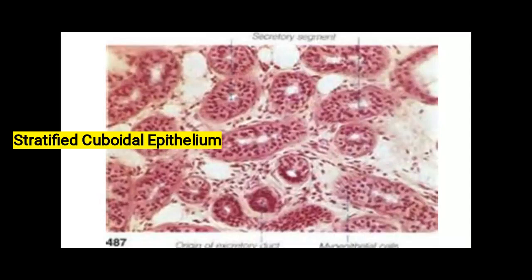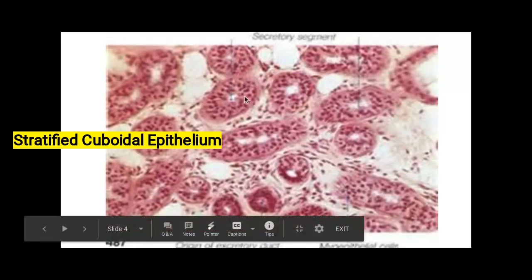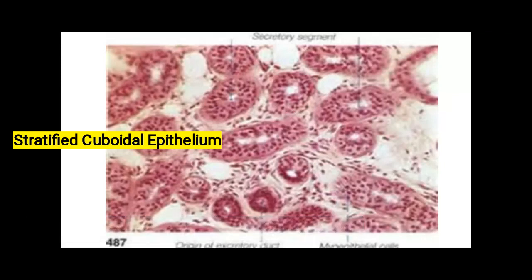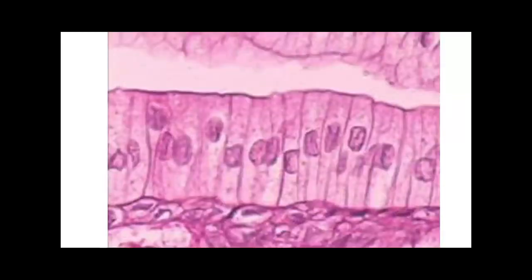This one, you can see the lumens, they're smaller. This is in sweat glands or sweat ducts, but if you look carefully at the pictures, those are actually multiple layers of cube-shaped cells. So this is stratified cuboidal epithelium.